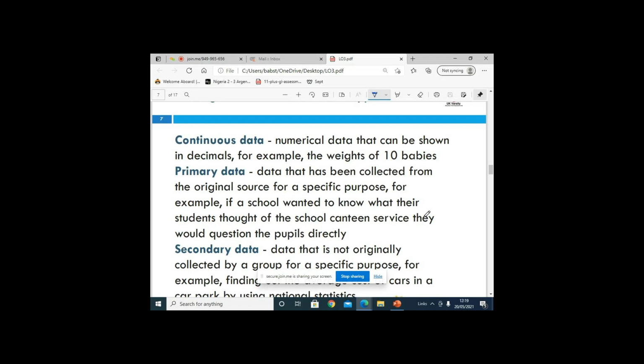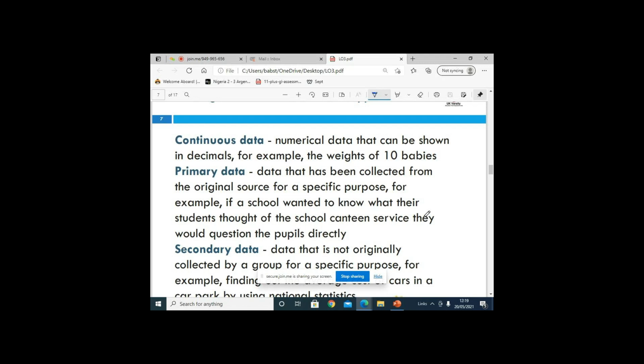Another example: if you run a restaurant and you want to know how people feel about the type of service they get, what you need to do is give them a questionnaire. That questionnaire may offer options like satisfied, not satisfied. When you give them that, you get information directly from your customers. That's primary data. You are not relying on any other source. You are getting it directly from them.